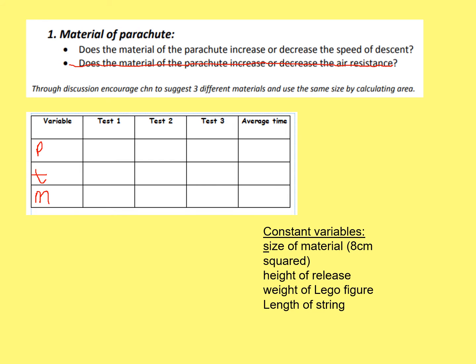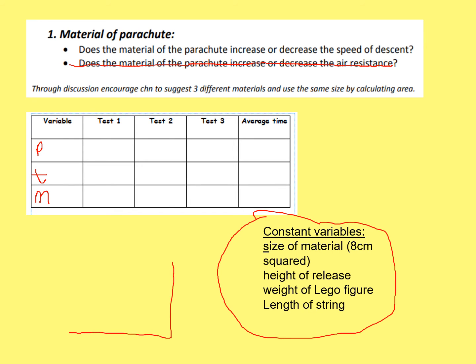So remember, when we're in science, we need to keep the constant variable so that the test is as fair as possible. So the things that I am going to keep the same for each test are down here. So I'm going to keep the size of the material the same. And here I've said 8 centimeters squared. So remember, centimeters squared meaning that all sides of my parachute, whatever the material, would be 8 centimeters. If you feel like that's a bit too small, you could increase that size as long as you keep it the same size for each material.